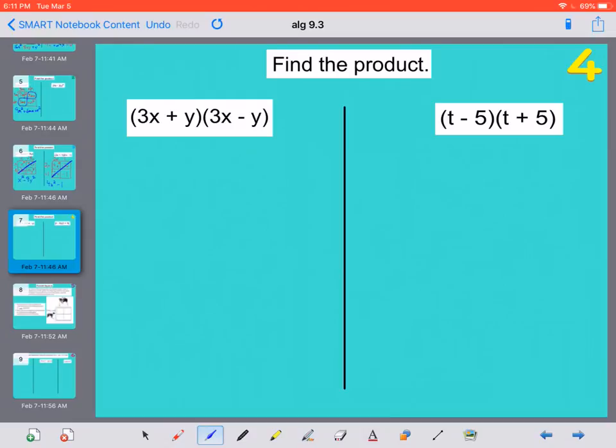Alright, I want you guys to try these two on your own. Once you're done with that, you can go on to slide 5.